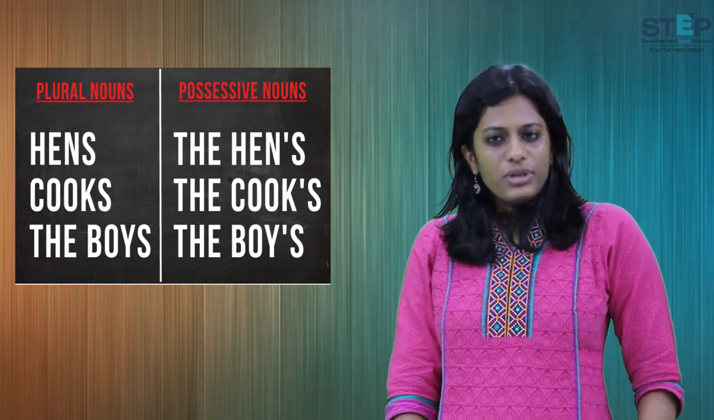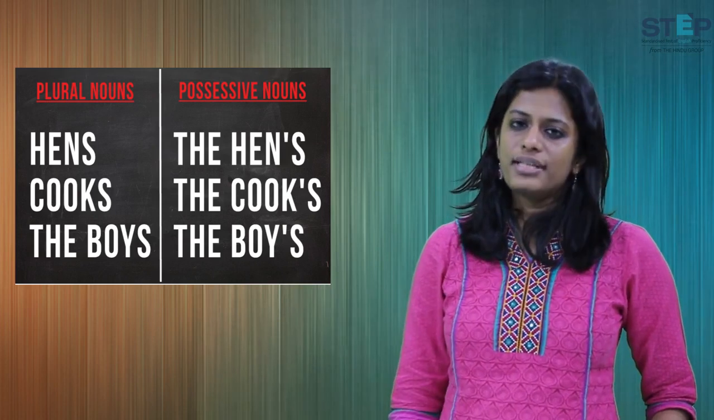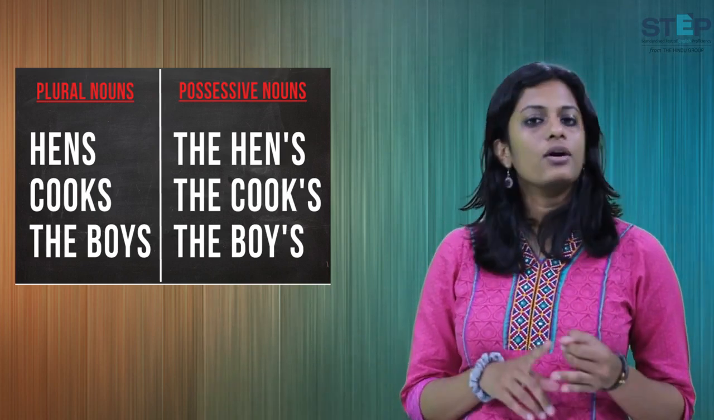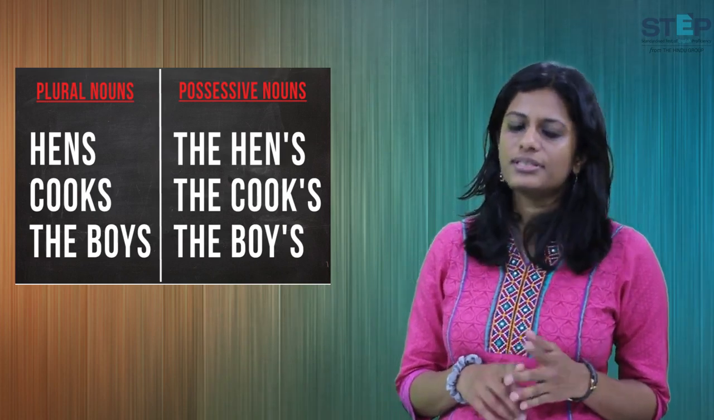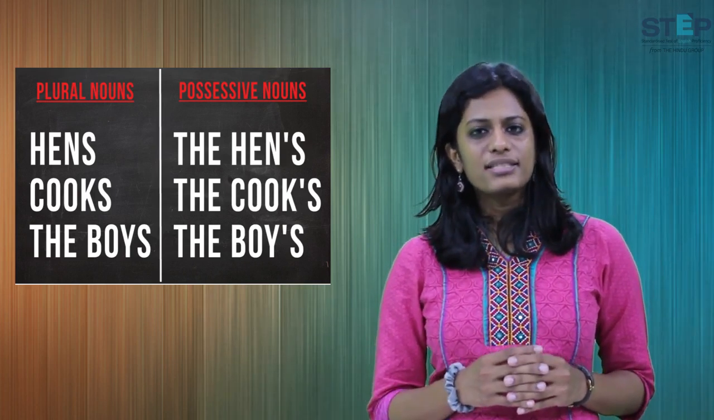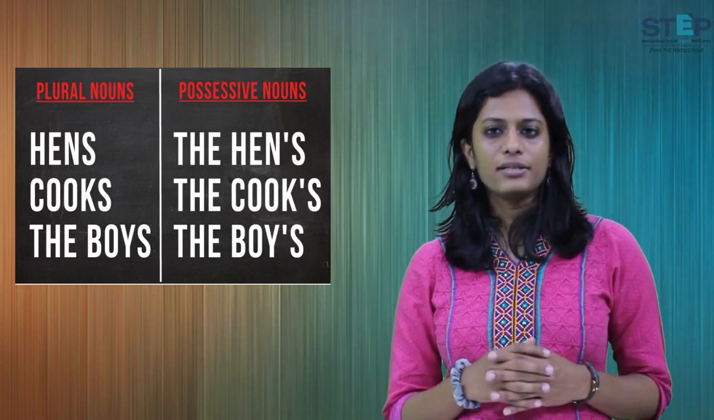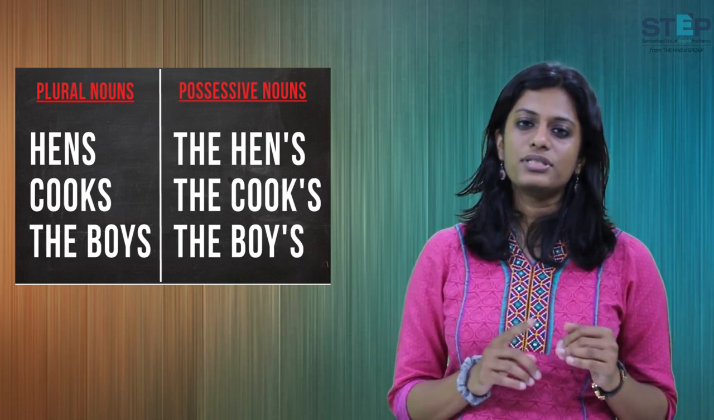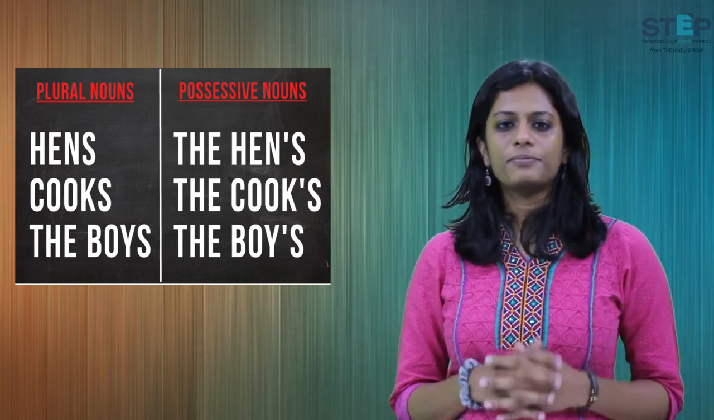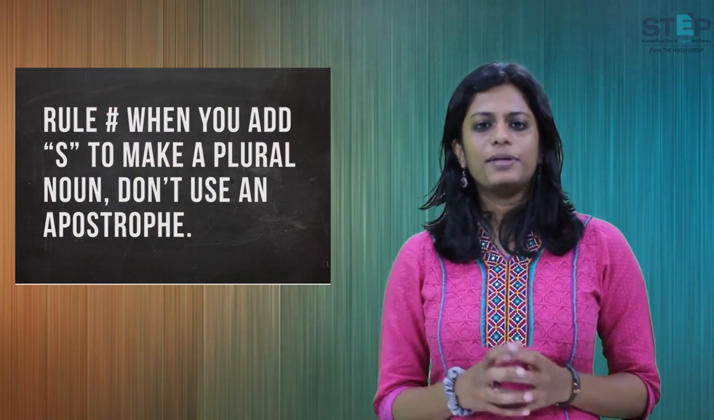When S is added to the noun, it makes it plural and it means more than one. For example, a group of hens, a group of cooks, a group of boys, etc. Whereas in a possessive noun, if you add an S with an apostrophe, it shows who has ownership of that item, like the hen's roost, the boy's pencil, etc. The rule to remember is, when you add an S to make a plural, do not use an apostrophe.